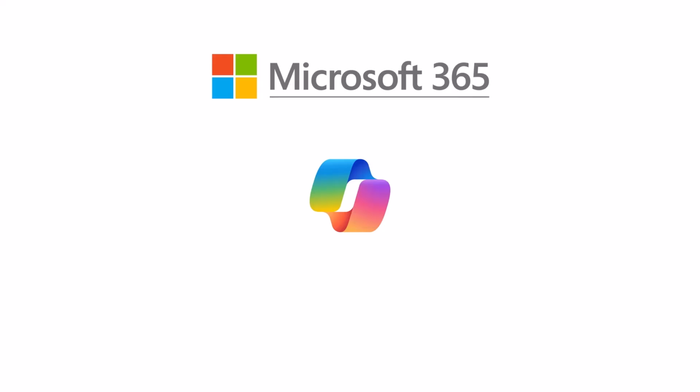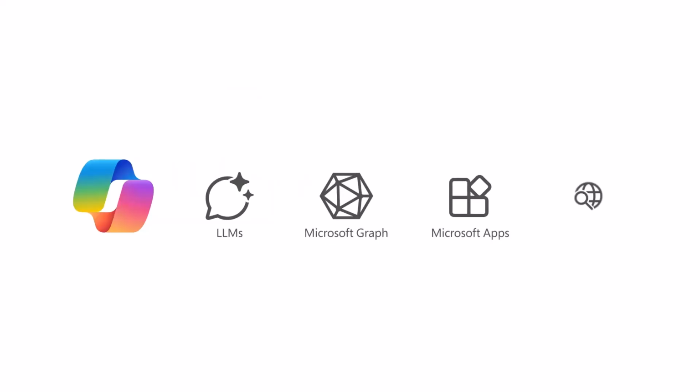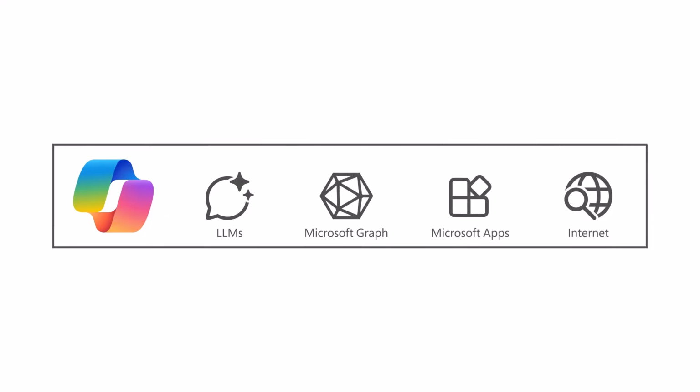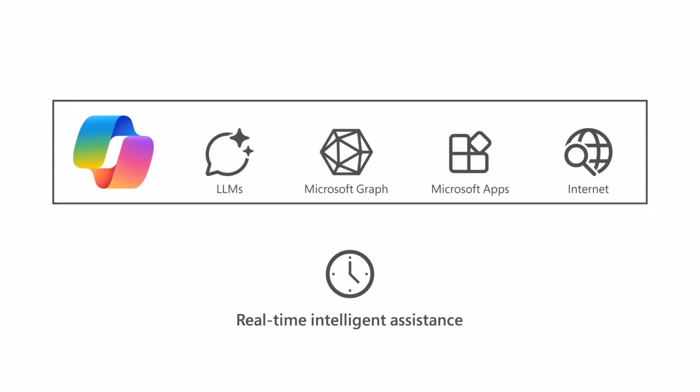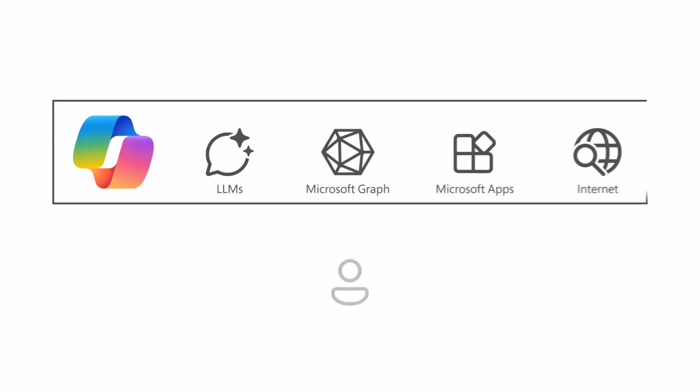In summary, Microsoft Copilot for Microsoft 365 is your AI assistant for work, coordinating LLMs, content in Microsoft Graph, Microsoft 365 apps, and the web. It generates responses based on this combined content and context, providing real-time intelligent assistance, enabling users to enhance their creativity, productivity, and skills while adhering to privacy and security standards.